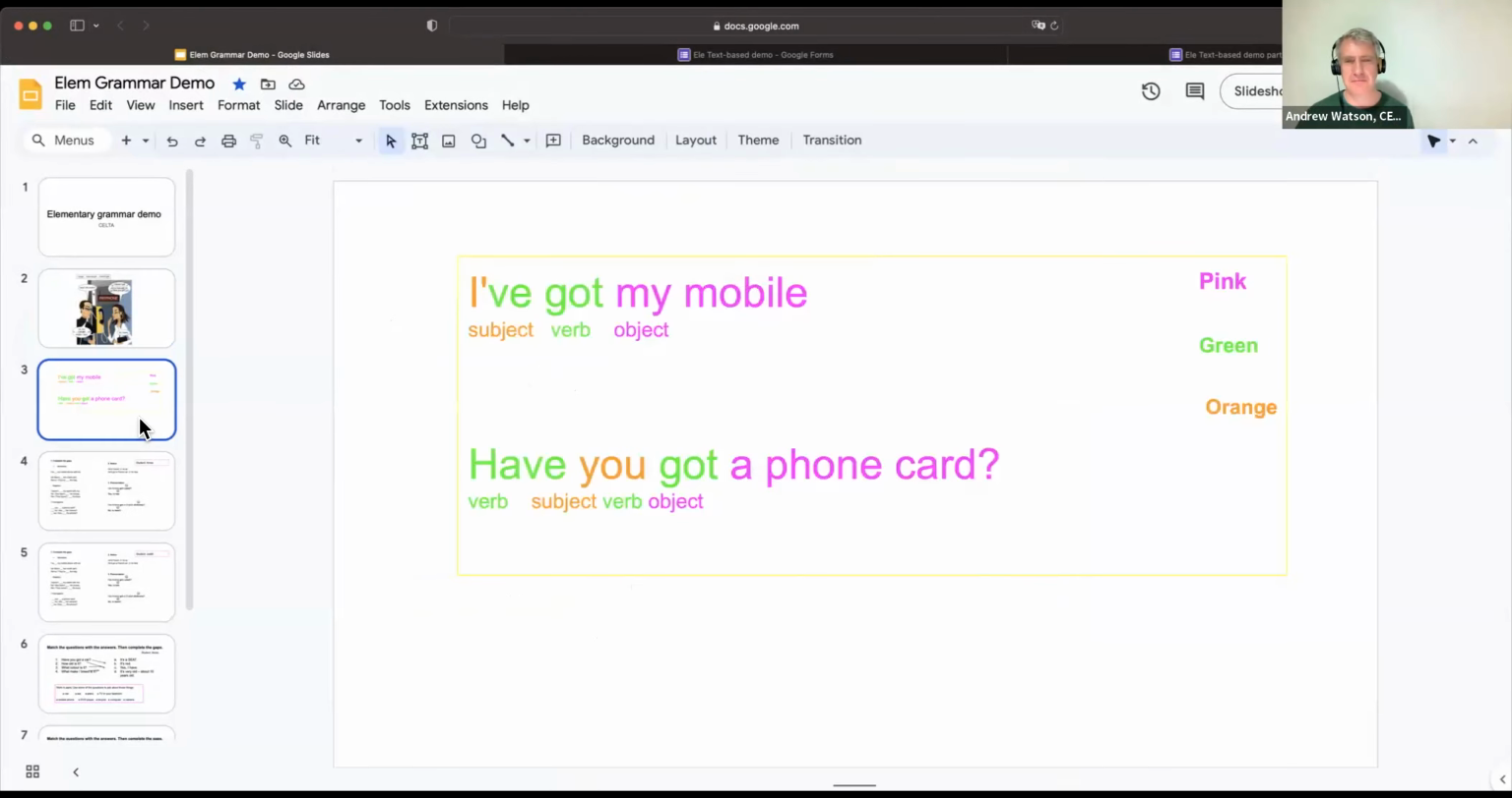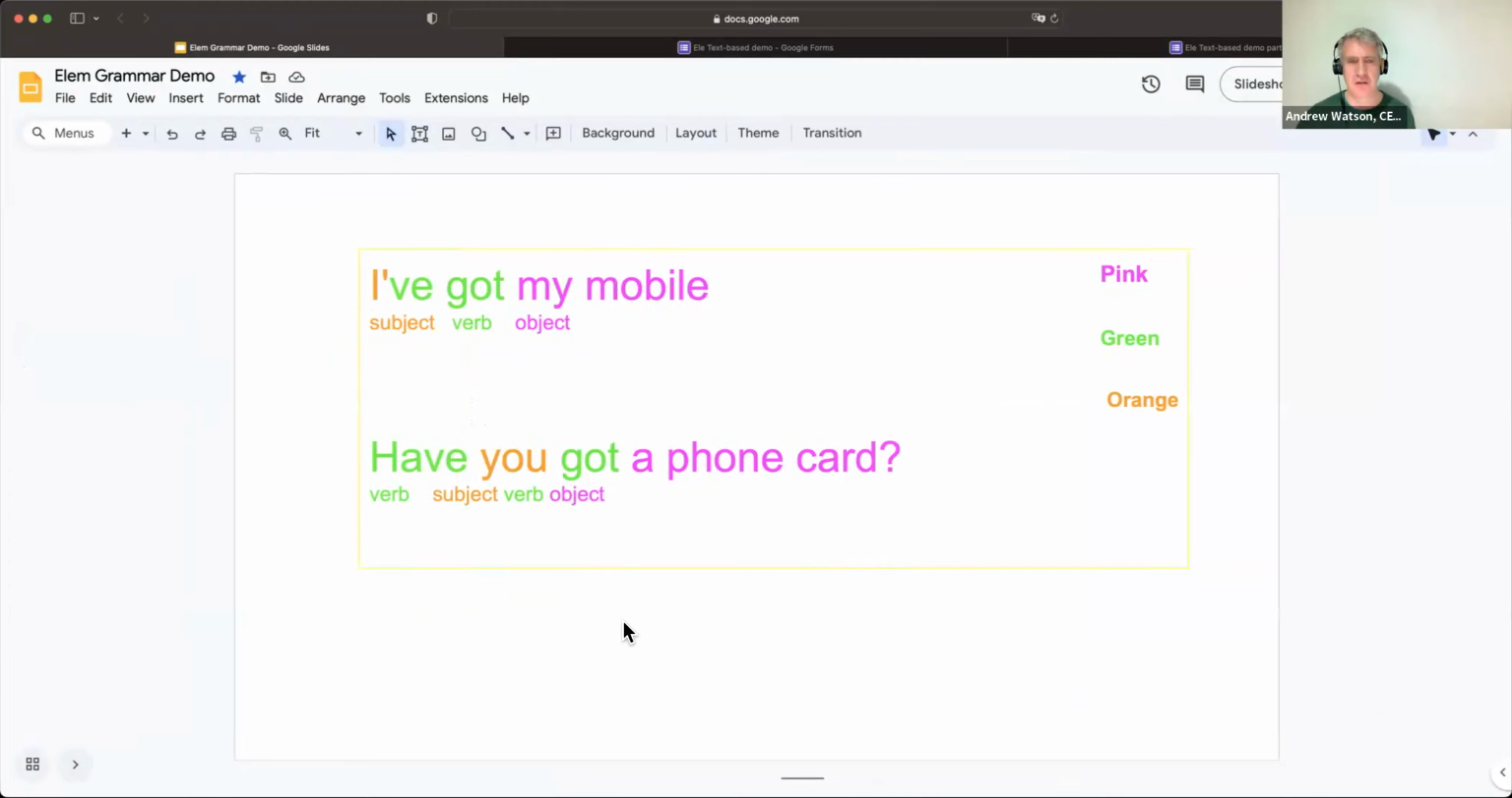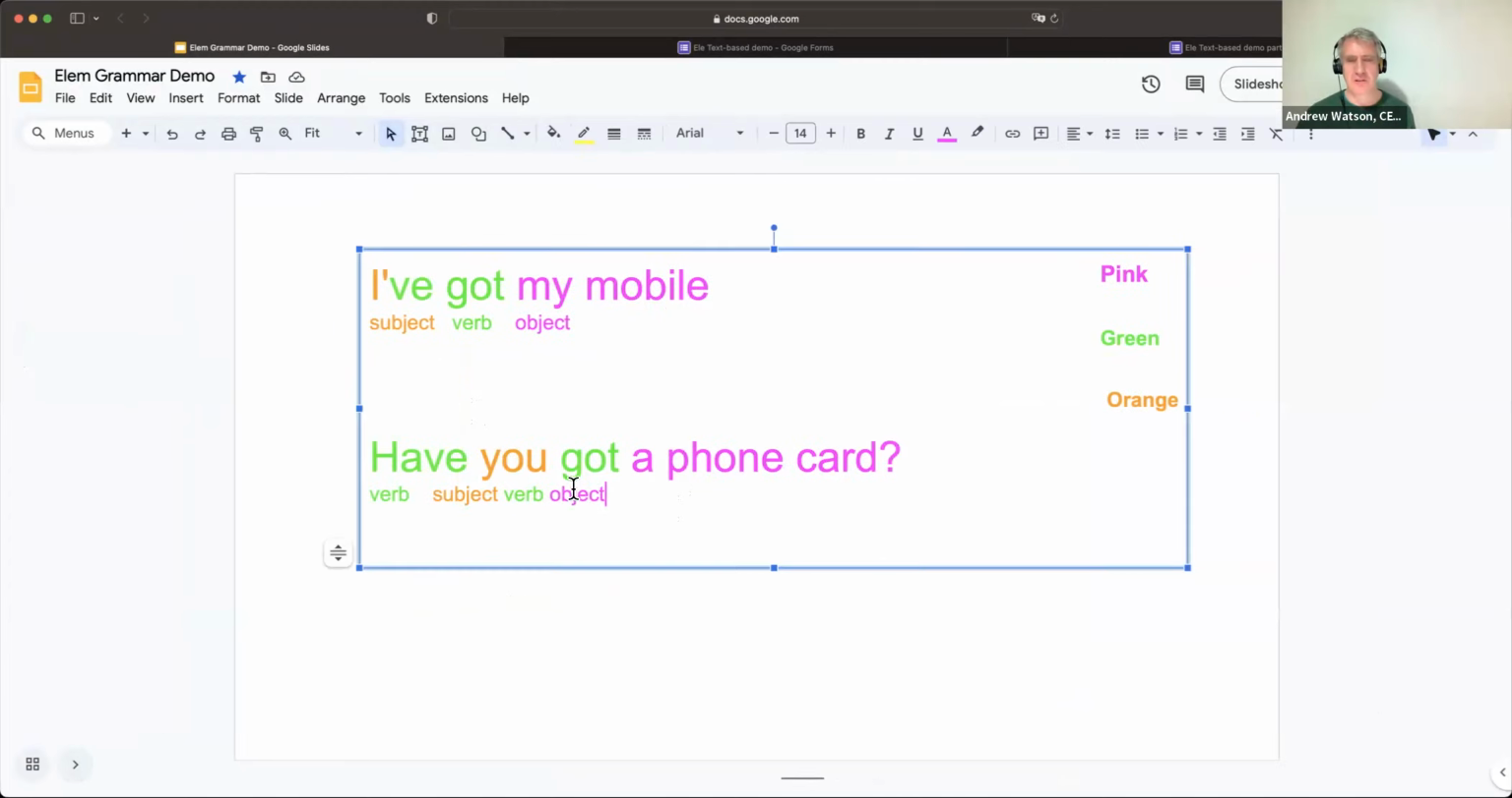So good job there. You did very well. Both of you did very well. So let's just look at the form. Judith, what is the verb in this sentence? I've got my mobile. What is the verb here? What color is the verb? Green. Yeah.